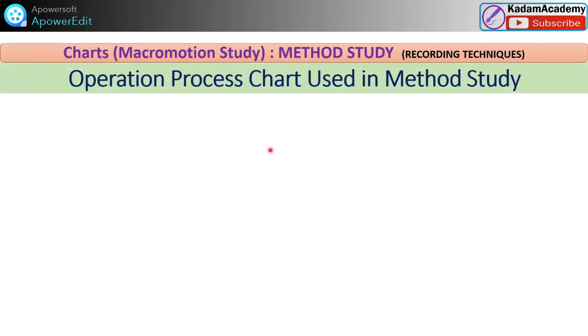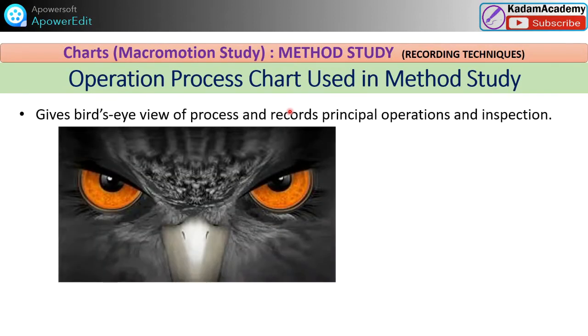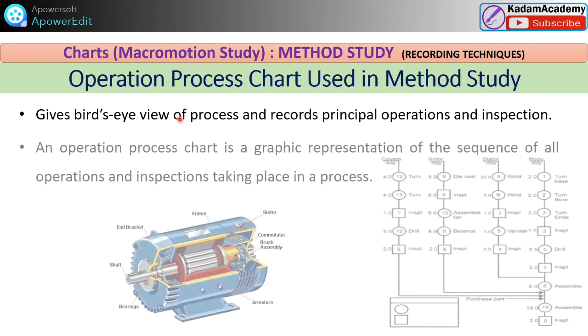Friends, what is the operation process chart? It is a micro motion study that will be visible to you. In detail, while doing this study, the operation process chart, you have to use the bird's eye view of the process and record principal operations and inspection. That is very important while watching and recording it, the bird's eye view of the process.